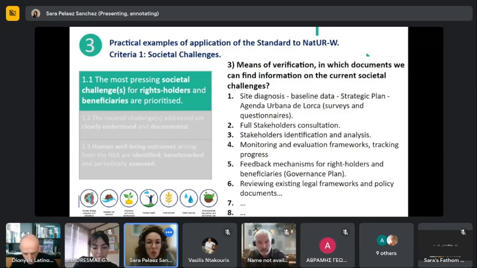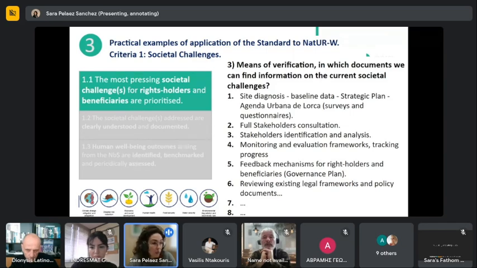You need support documents. And in the case of supporting documents for NatUR-W, I think we cover plenty of them. We have baseline data. We have the strategic plan of the Agenda Urbana from Lorca. We might not have done the full stakeholder consultation, but we did a stakeholder consultation. We did the stakeholder identification and analysis.